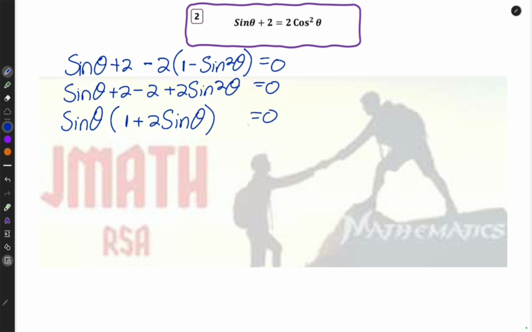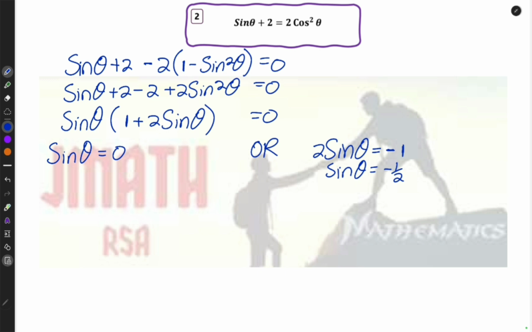Now I can do general solution with both of those factors. So on the one hand, I'm going to say sine theta is equal to 0, and then on the other hand, I'm going to say 2 sine theta is equal to minus 1, and I'm taking the 1 over, so therefore sine theta is equal to minus a half. Now I do general solution for both of these. So remember, whenever it is just sine or cos or tan equal to 0 or equal to 1, I can use special angles or just the graphs.